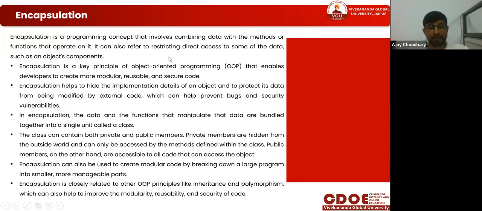Here they are combining all the code in one form. After that, they define only the object and protect its data from being modified. So all of these are the same: they keep their code secret from external unauthorized access, which can help prevent security vulnerabilities. Data in the encapsulation, and the functions that manipulate the data, are bundled together into a single unit called a class.